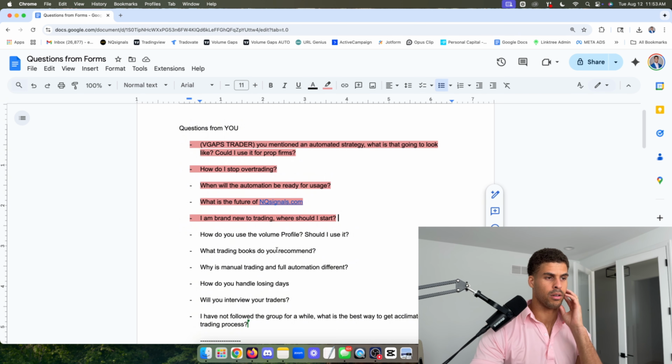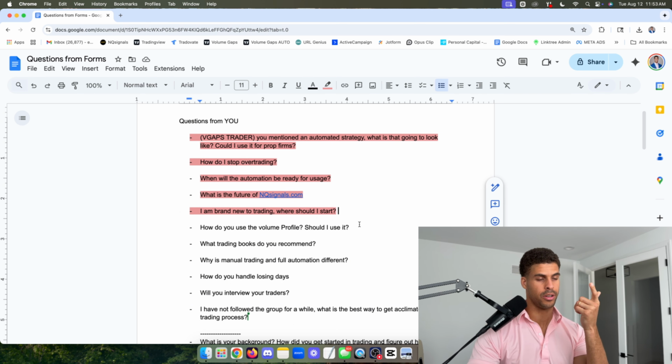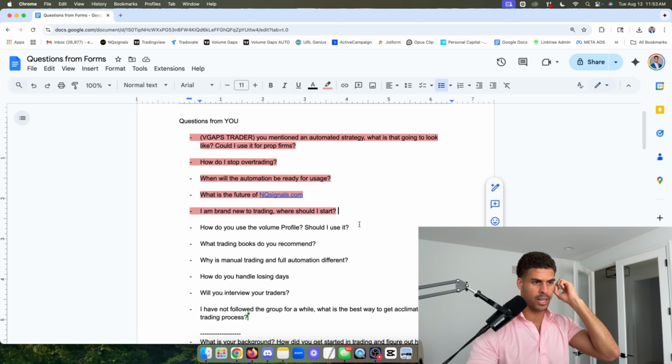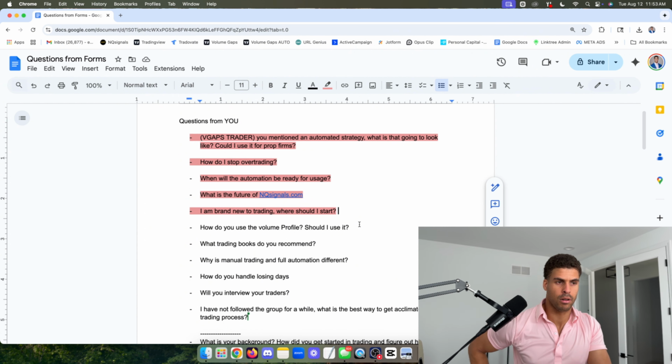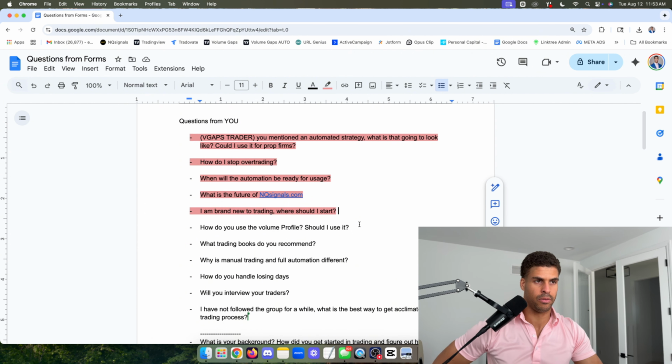How do you use the volume profile? Should I use it? I think you should use it. I like the volume profile a lot. This is one thing that has grown in my trading, is using the volume profile. We've talked about it probably every live stream we've done for the Q&A, which is it measures volume horizontally. So it measures volume where it makes sense. A simple analogy would be why the volume profile is so effective.